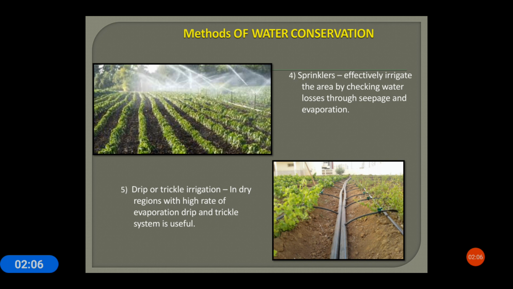So, these are the various methods which can be used to conserve water, to save water. That is very essential in our life. The value of water resource can therefore be conserved by adopting these means of irrigation.